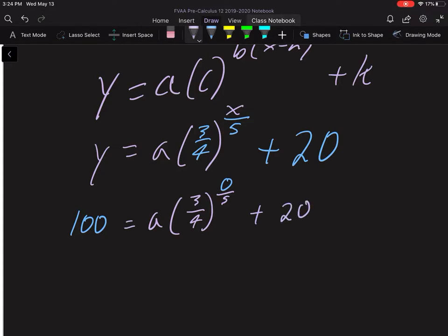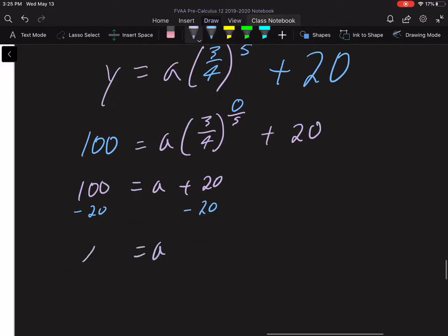And this actually works out pretty quickly because 0 divided by 5 is 0, and 3 over 4 to the power of 0 is equal to 1, and 1 times A is equal to A. So I end up with 100 is equal to A plus 20, and I get an A value of 80.